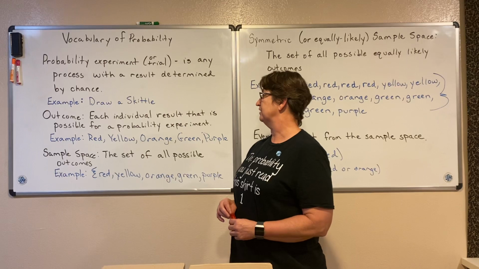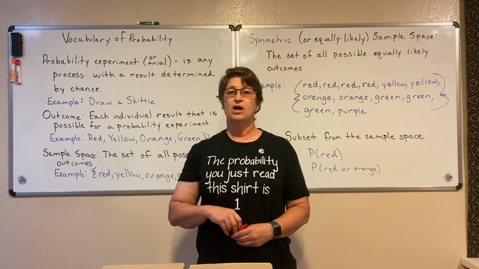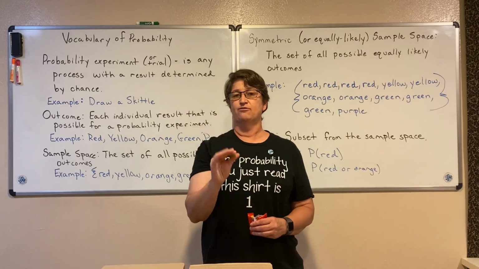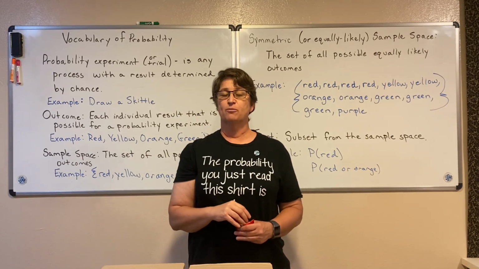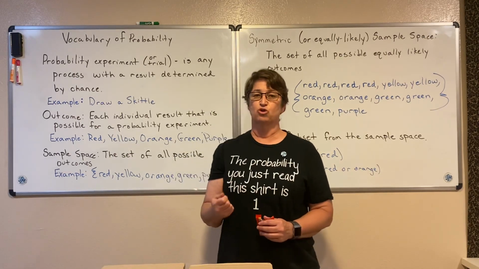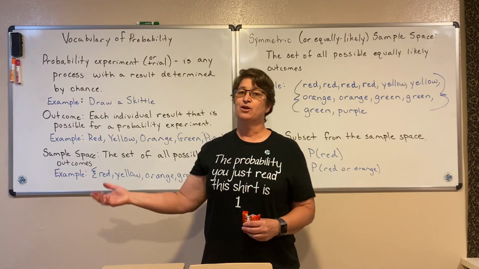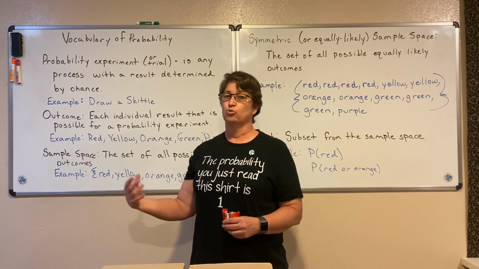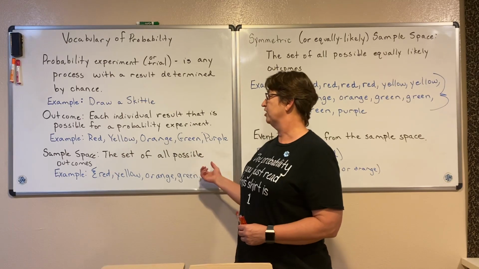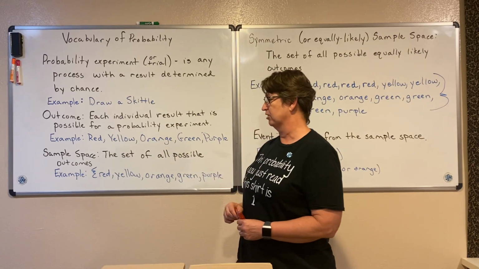Then an outcome is each individual result that's possible for the probability experiment. So I could draw a green. Green is an outcome of this experiment. As I draw from a deck of cards, I could draw an ace. An ace is an outcome from drawing from a deck of cards. I could be in a wreck while driving my car. Being in a wreck is an outcome for that experiment. So each one of these is an outcome.